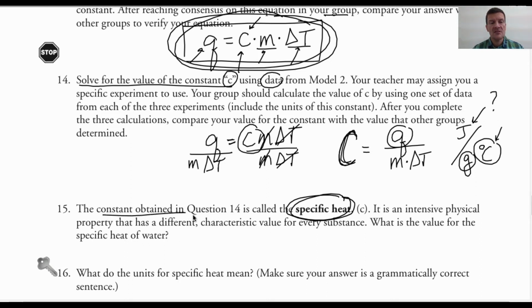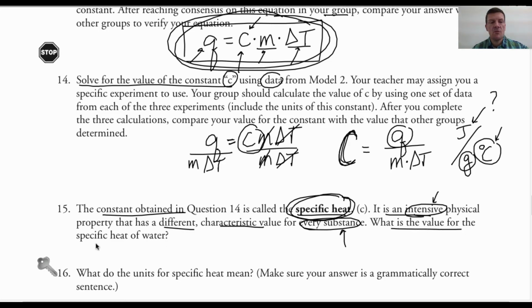So the constant, as we just mentioned, is called the specific heat. It is an intensive physical property that has a different characteristic value for every substance. Intensive simply means it doesn't matter how much of the material you have. If you have a little bit or a lot of it, that value is going to be the same. It is only dependent on the type of substance you have, not how much of it you have.